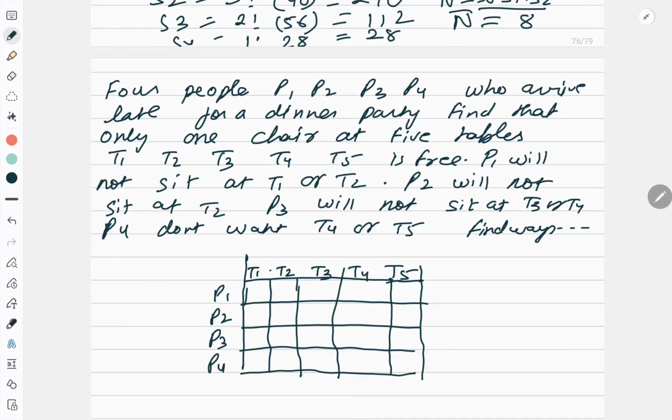Now what are the restrictions here? P1 will not sit at T1 and T2. So this is blocked and P2 will not sit at T2. Okay, fine. And P3 will not sit at T3 and T4. So here is the issue. And P4 doesn't want T4 and T5. Excuse me for my handwriting. So now I have the board 1, 2, 3, 4, 5, 6 and 7. Correct? So it is a very simple board. If you observe, it can be split into a board like this.